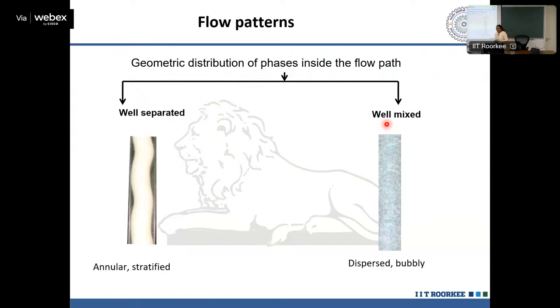All these flow patterns can again be classified under two categories: well separated and well mixed. Well separated is the flow pattern where the interface is very clearly visible. Examples are annular and stratified distributions, where you can track the interface very clearly. Well mixed is where one phase's inertia is driving the other phase, so the secondary phase is completely dispersed in the primary phase. Examples are any kind of dispersion, such as bubbly flow.